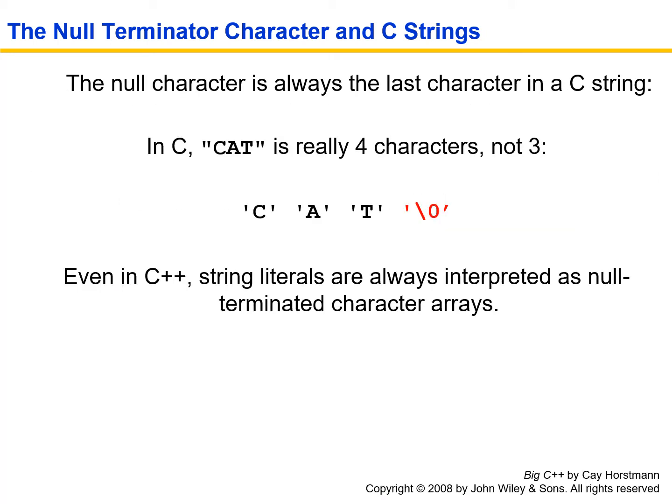Okay, so the null character in C is always the last character in a C string. So in C, if we give the literal value "cat", it really gets interpreted as 4 characters: C, A, T, and the null character. Even in C++, string literals are always interpreted as null terminated character arrays for backwards compatibility with old style C.